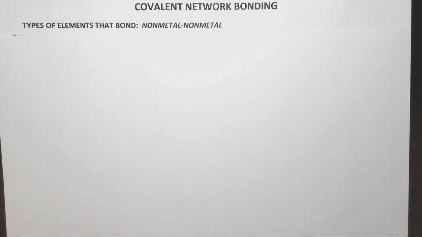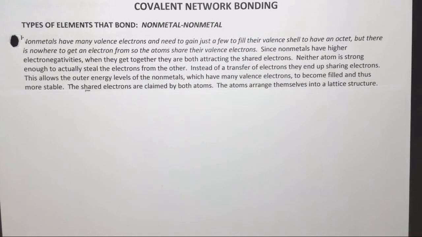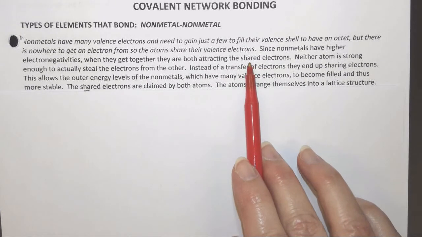Now we're going to be starting to look at what happens when two nonmetals interact with each other. Nonmetals have lots of valence electrons, and what they would like to do is to gain a few to finish filling up those valence shells. The problem is that there's nowhere to get those electrons from. So what they end up doing is sharing their valence electrons.